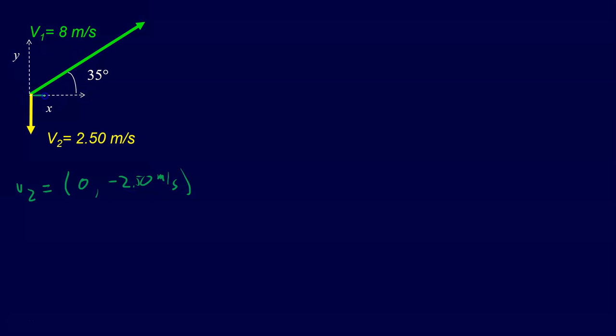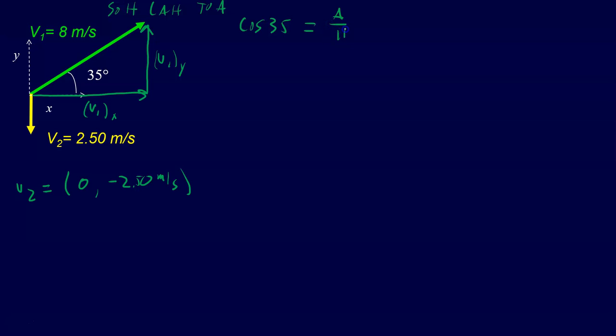Now for v1, I'm going to use my knowledge of right triangles. This here would be my v1 x component, and this one would be my v1 y component, as we were talking about before. So how do I do that? In this case, we start with our SOHCAHTOA. So cosine of 35 is going to be the CAH, and so it's adjacent over hypotenuse.